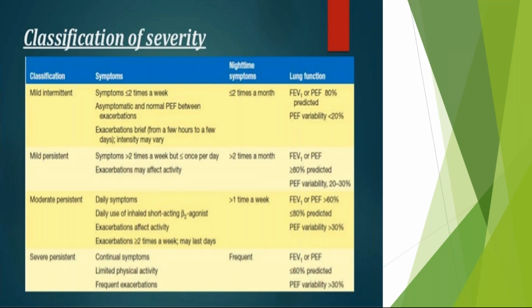For mild persistent, the symptoms will be more than 2 times a week, and nighttime symptoms will be more than 2 times a month, and lung function will be more than 80% predicted.